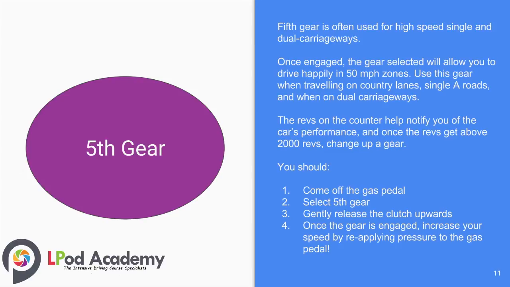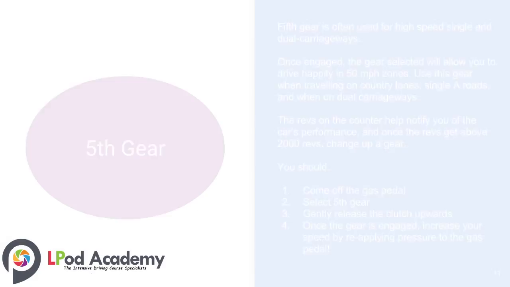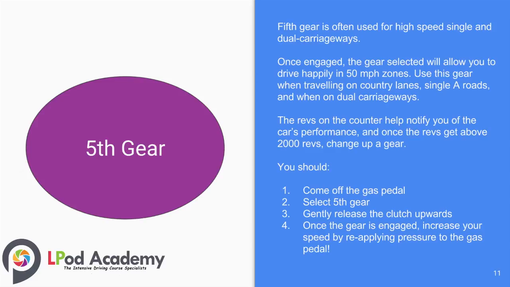You should come off the gas pedal and then select fifth gear. You should gently release the clutch upwards, and once the gear is engaged, you should increase your speed by reapplying pressure to the gas pedal.